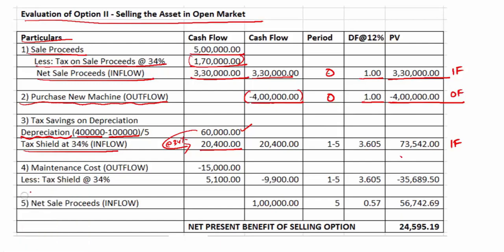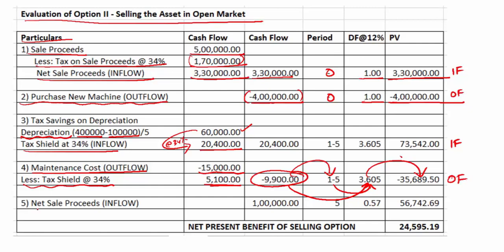Then we have the fourth item, that is maintenance cost. Yes, when you purchase, you have to spend on maintenance cost 15,000, but that is going to give you a tax shield at 34%. So 15,000 into 34%, the tax shield is 5,100. So your net outflow is only 9,900, and this will recur for 5 years. PVIFA at 12% for 5 years is 3.605. If you multiply 9,900 and 3.605, you get PV as 35,689, and it is an outflow.